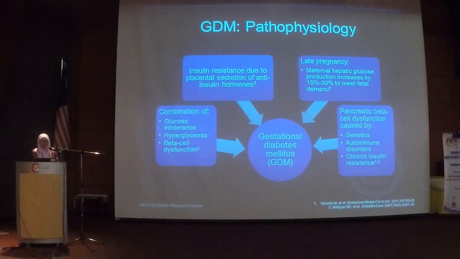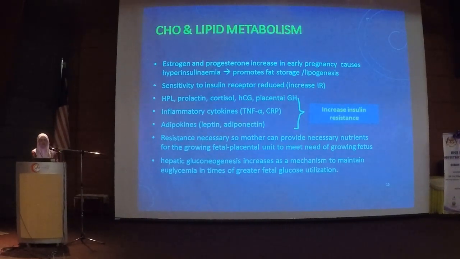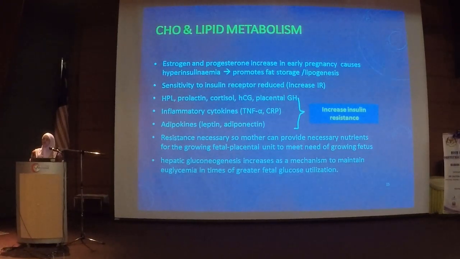In GDM, a combination of insulin resistance and pancreatic beta cell dysfunction comes into play. Why this happens is, in early pregnancy, the estrogen and progesterone will cause an increase in insulin secretion. There's hyperinsulinemia, so it promotes fat storage and lipogenesis. So in early pregnancy, that's what happens.